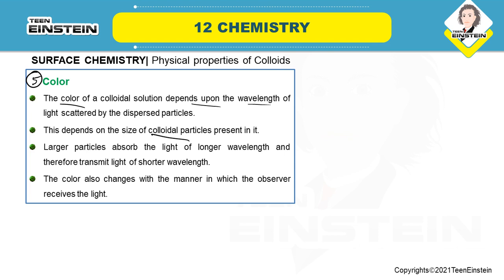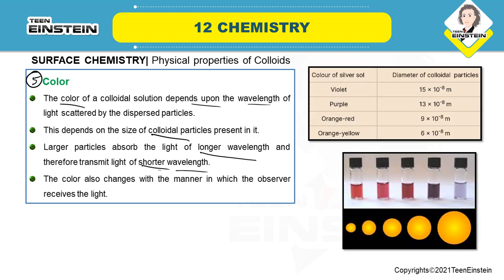So when the particle size is very large, obviously longer wavelength light will be absorbed by them, and if longer wavelength light is absorbed by large particles, obviously the transmitted light will be shorter wavelength, right? Now what is an example for this? See, here we have taken silver colloid.